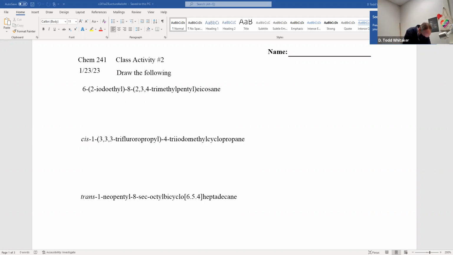Cyclopropane is just a triangle. And some of you have read about why this triangle is very unhappy. And when I say unhappy, I mean unstable, right?